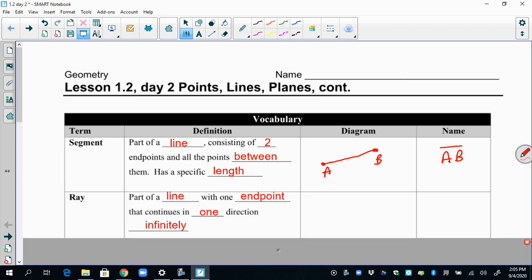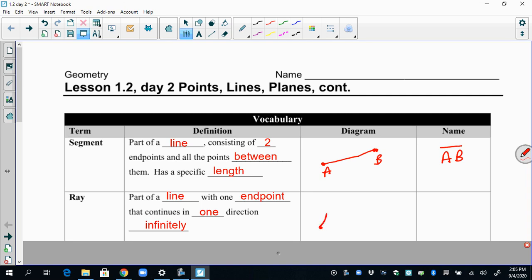A ray is part of a line with one endpoint that continues in one direction infinitely. So we have one endpoint, and it's part of a line, so it goes one direction forever and ever. You could have a ray that starts here and goes out this direction forever and ever. To name it, we always start with the endpoint, and we need another point on the line.